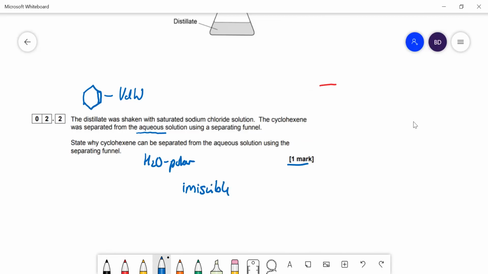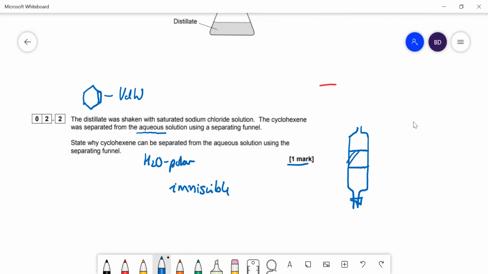There's 2 M's in immiscible. They're immiscible, and that's why you can separate them with a separating funnel. Don't forget separating funnels like that. A little tap on it, and you shake the stuff up in there. You're going to end up with 2 layers.